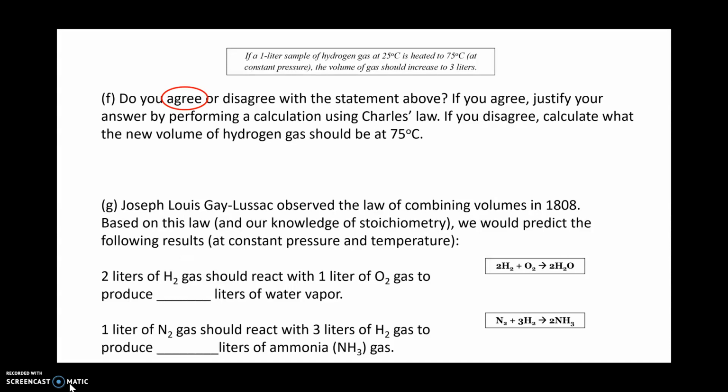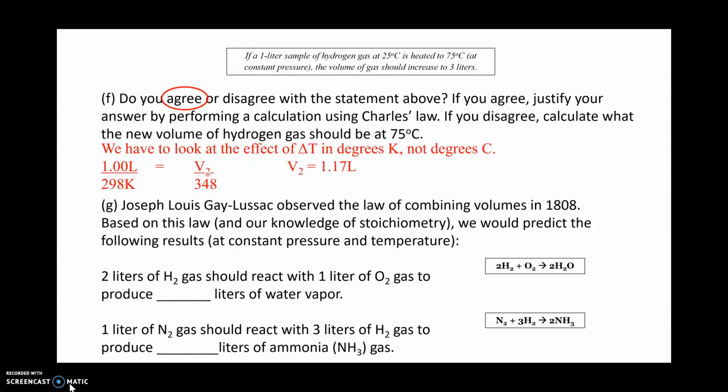I have shown that I have the circle over agree, but in fact it's disagree, because this is in Celsius and the real way we deal with temperature is in Kelvin, not in degrees Celsius. So I can look at this and I can say 1 liter divided by 298 K is equal to V2 divided by 348 K. And so I see that my real new volume, instead of being 3 liters, is in fact only 1.17 liters, because the temperature has not tripled.